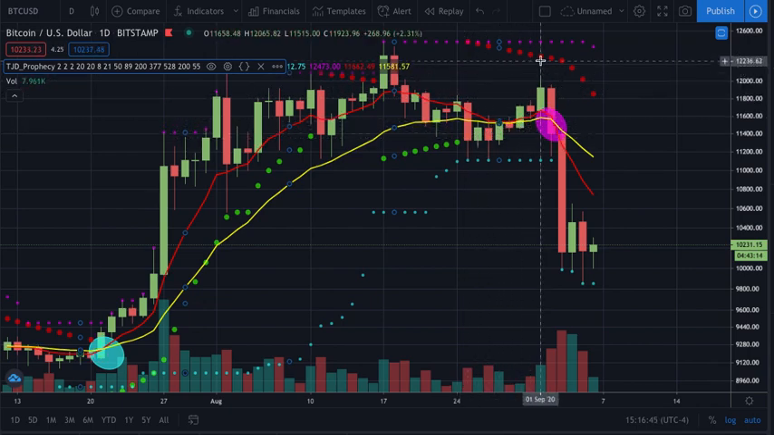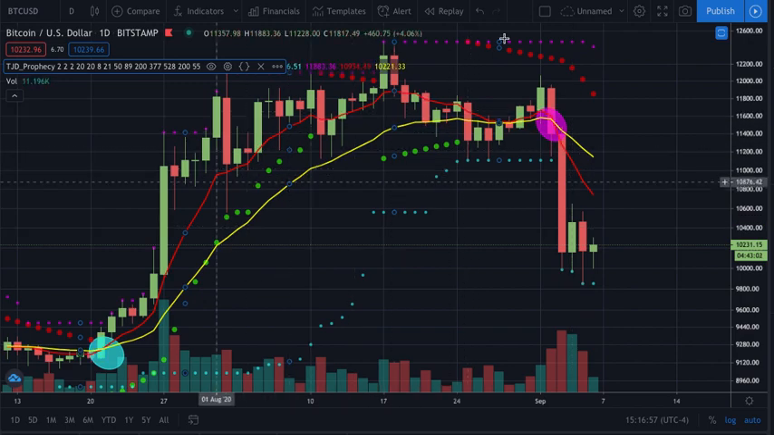Algorithms and bots attempted to save this trend and continue moving to the upside, and it was so weak that it could not even get back up to the parabolic SAR before it got rejected. And once it did, capitulation. And that is why these are so important.